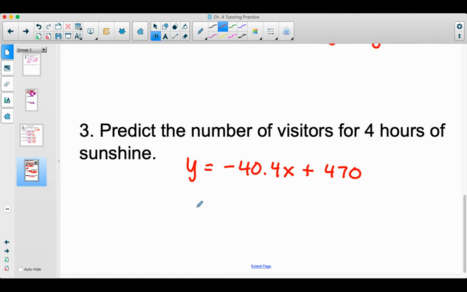And if I say predict the number of visitors for 4 hours of sunshine, I am giving you the hours of sunshine, which means I'm giving you the x value. So we're going to plug x into that equation. I'm saying x must be 4. So that means we're going to have negative 40.4 times 4 plus 470. And I'm going to type that into the calculator.